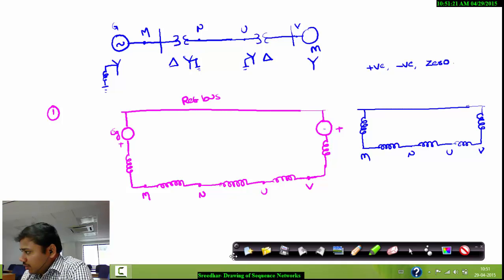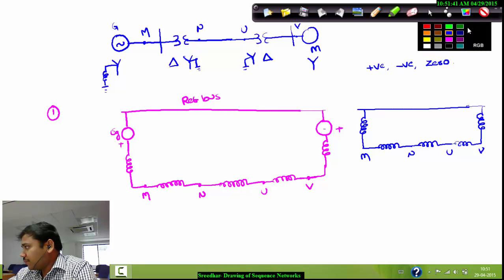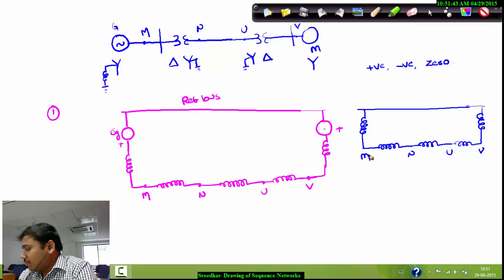Now the final point is about the zero sequence. This is very important. Most of you used to get confused about the zero sequence reactance with delta and star. So in order to make that crystal clear, I'll draw a simple circuit. See carefully. Let me draw in black since it is zero sequence.